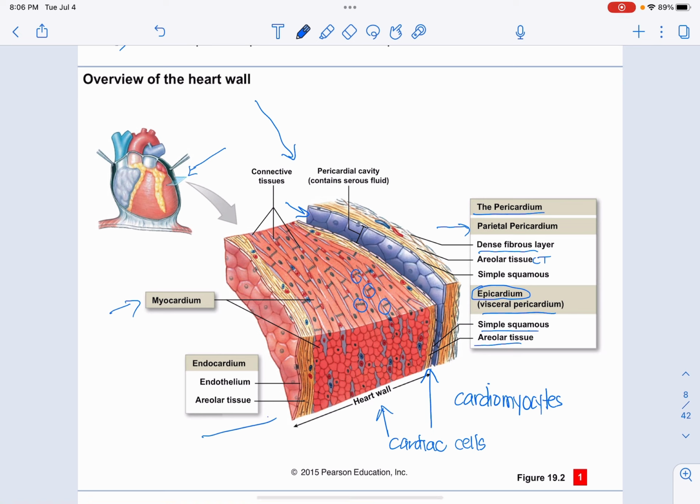And then the innermost layer, the deepest layer, is called the endocardium, okay? And there is another layer of epithelial tissue and more areolar connective tissue, right? This is what's facing the inside of the chamber, where the blood is flowing. Whenever you have cells that are close to blood, you usually call it an endothelium, okay?